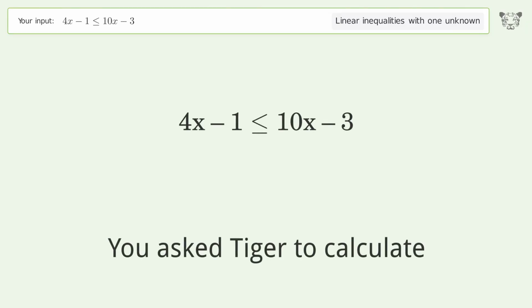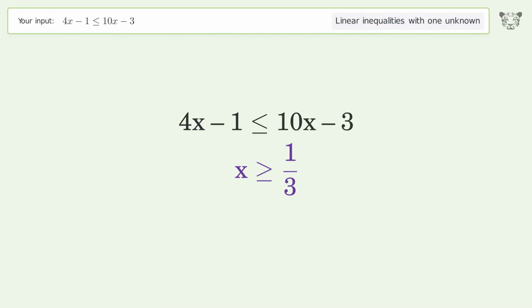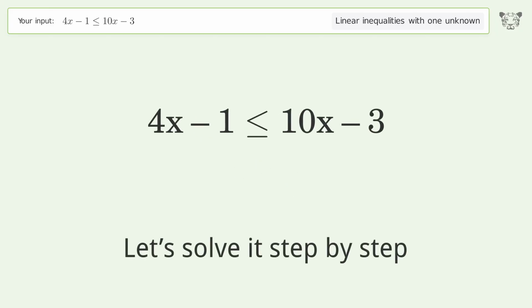You ask Tiger to calculate. This deals with linear inequalities with one unknown. The final result is x equal or greater than 1/3. Let's solve it step by step.